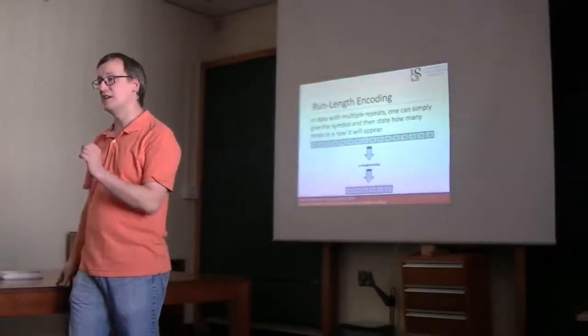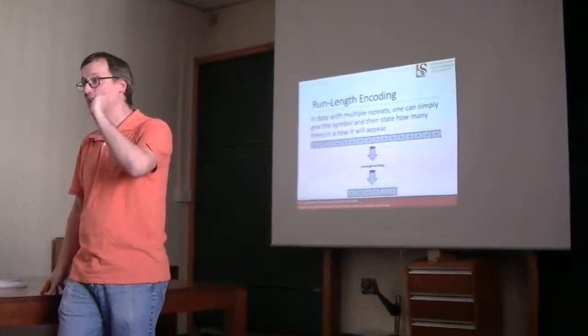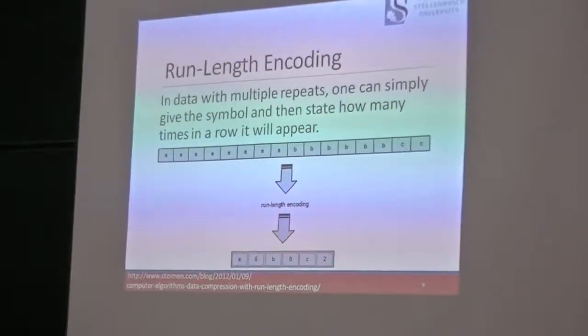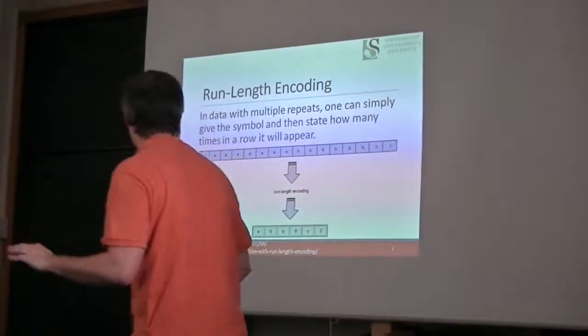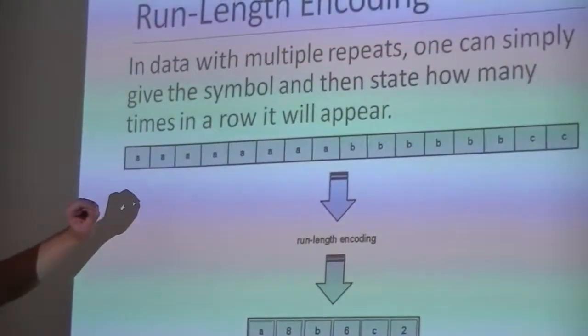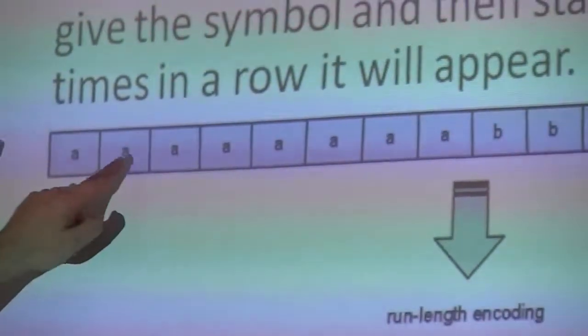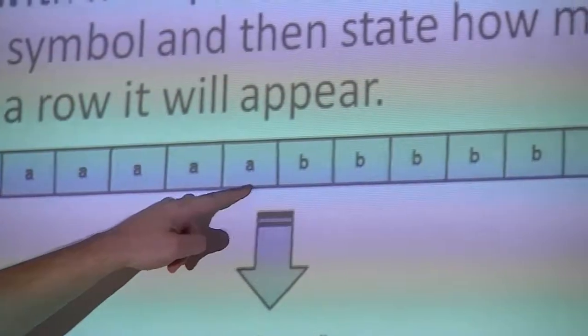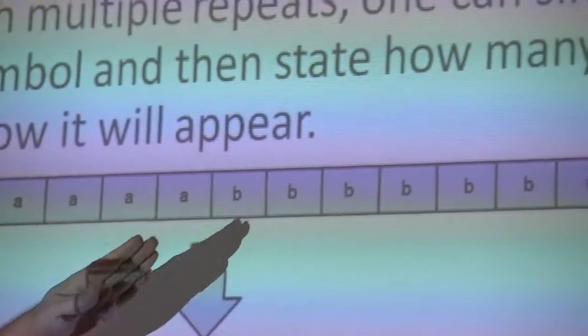This is the idea that if you have the same symbol appearing in a large number of repeats, you can more compactly express it by saying, we have this symbol this many times. All right, I think that should be relatively clear. So we can count and say, how many times does A appear? 1, 2, 3, 4, 5, 6, 7, 8. And then it stops. The next character is a B, so we're not going to go on to that.